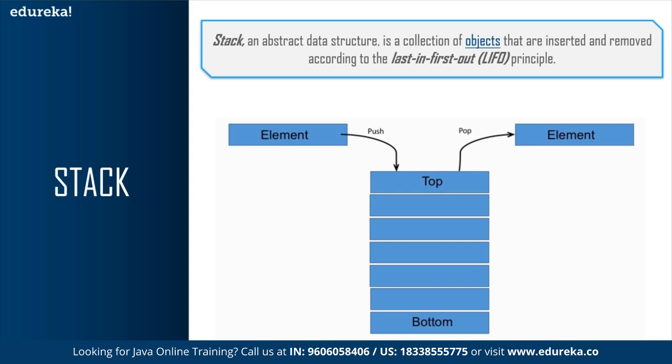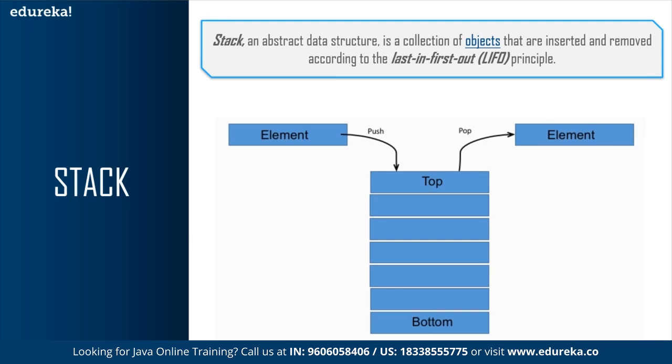So you can see here, this is a bottom element and this is a top element. When you push an element into the stack, it goes on top of the others. And the last element, that is the top element, can be popped out. Once the top element is popped out, the next element available in the stack can be popped out. But the bottom element cannot be popped out first. Understood? So this is how it works.